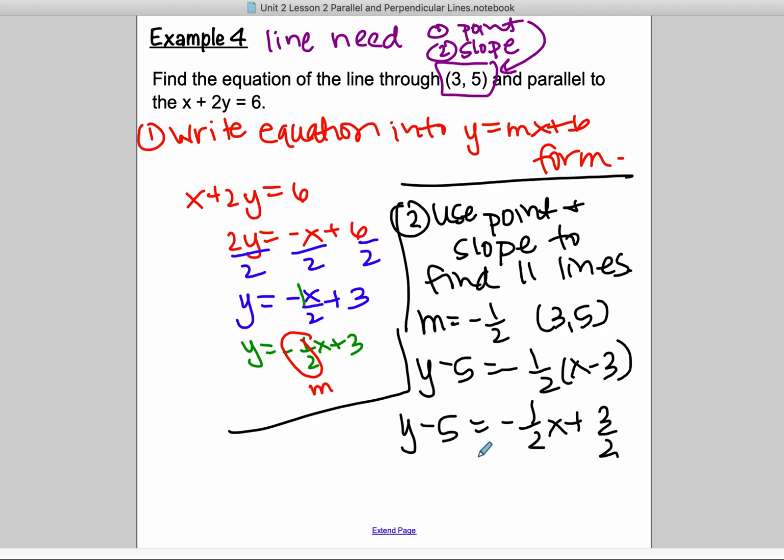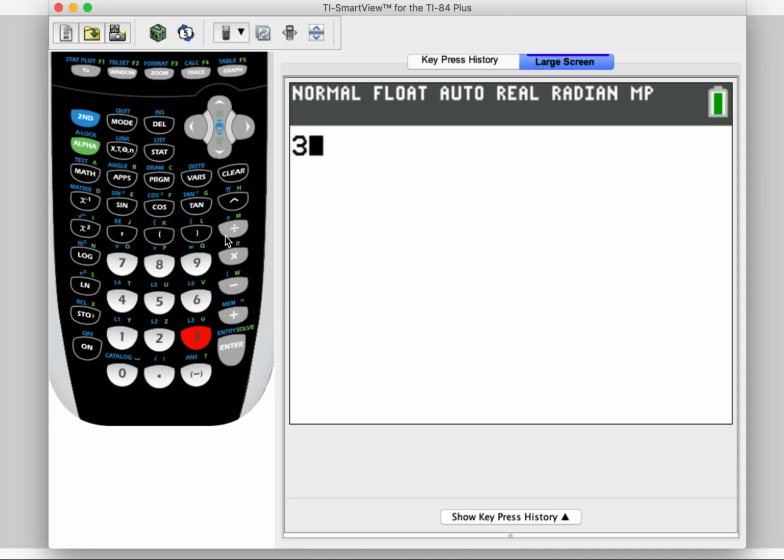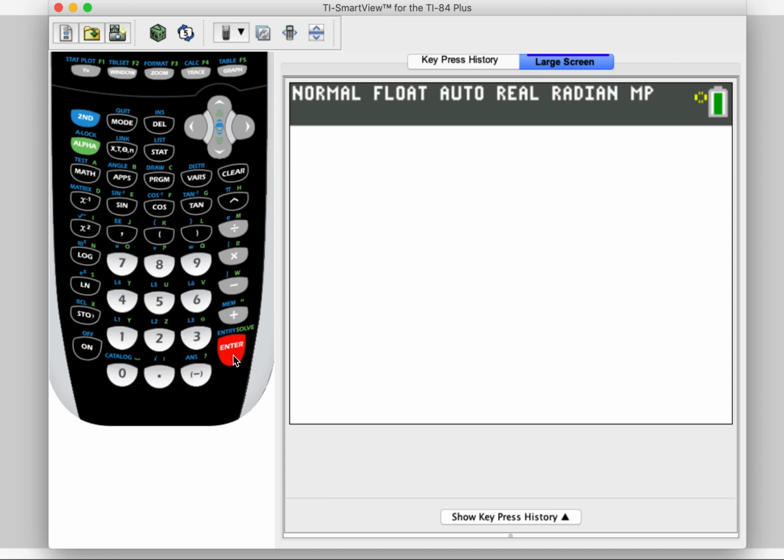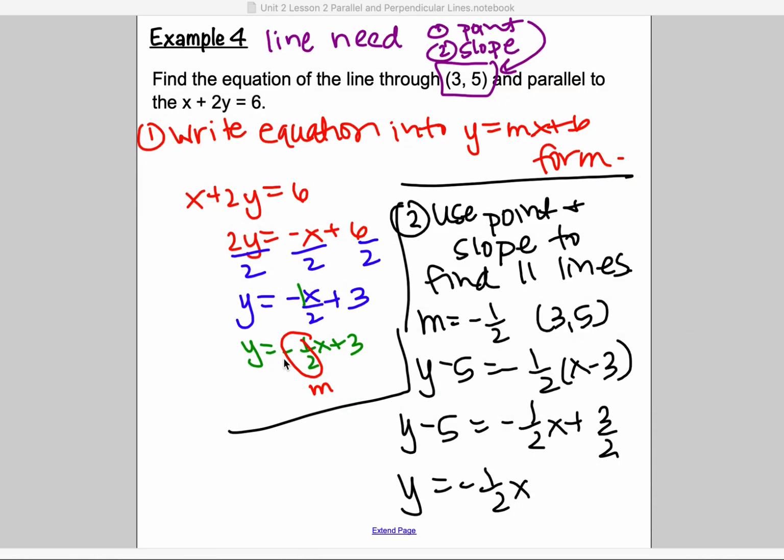And then I would go ahead and add 5 to the other side. So y equals negative 1/2 x. And then if you don't know, I would just use your calculator, 3/2 plus 5, or you can do it in your head, but if you don't know, feel free to use your calculator. 3 divided by 2 plus 5, and then we use our pal math frac, because I want it as a fraction. We get 13/2. Okay. So plus 13/2, and then that would be our equation of our line.